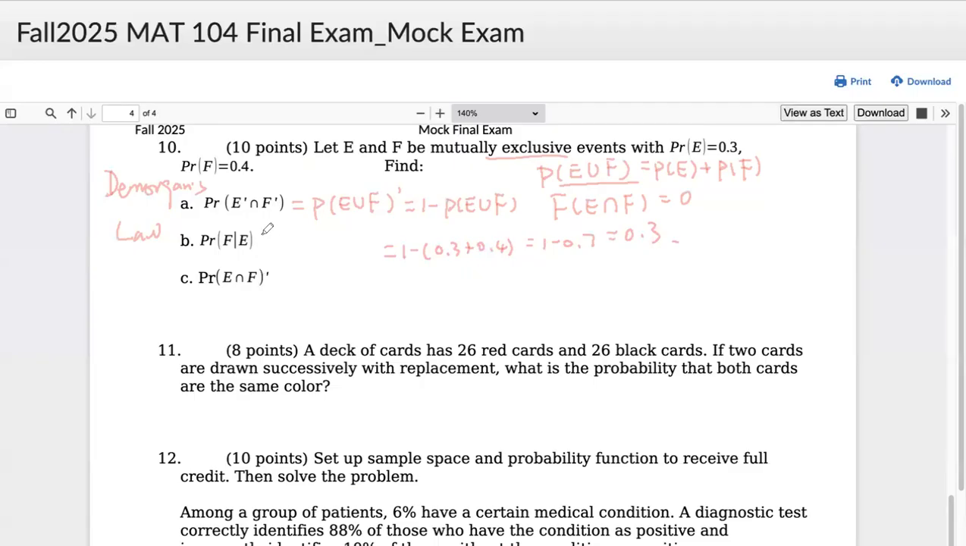That's the first one. The second one, by definition, the probability of F given E is the probability of E intersect F divided by the probability of E.